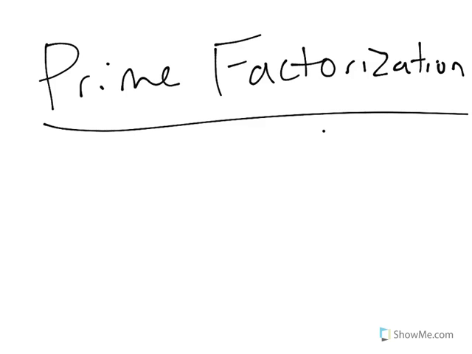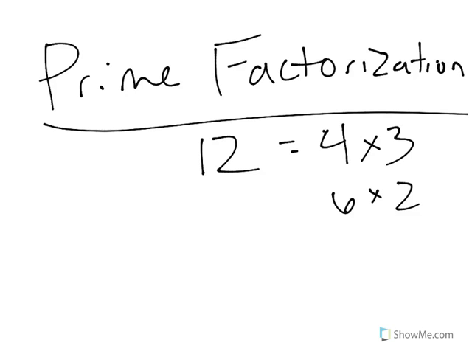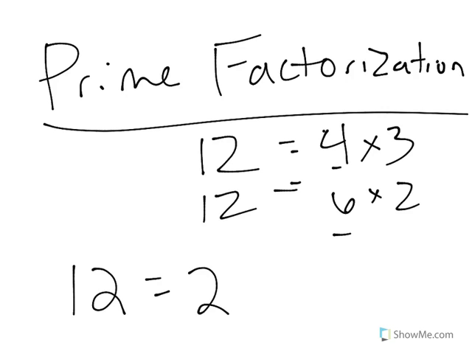The last thing you need to know is prime factorization. Prime factorization of a number is a number that's broken down into its prime factors. For example, to get 12, you could take 4 times 3 or 6 times 2. But in each of these you have a non-prime number. So prime factorization is when you break it down all the way to prime factors. So 12 is equal to 2 times 2 times 3. See, 2 and 2 and 3 are all prime numbers. And 2 times 2 is 4, and 4 times 3 is 12.